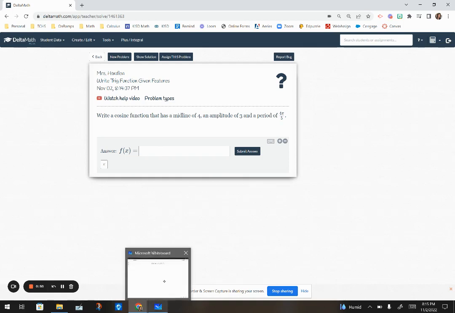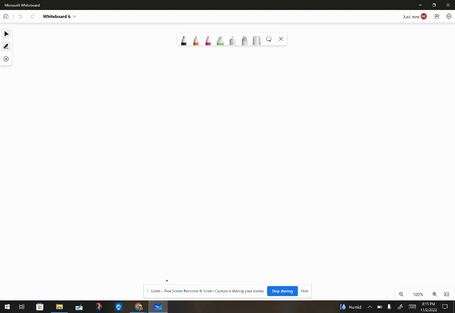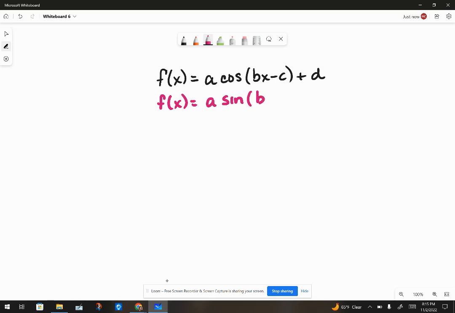So one thing I need you to recall is the equations that I gave you are going to be a format of y equals, or f of x equals. Let me start off with f of x because I think this first section uses f of x. f of x equals a times the cosine of bx minus c plus d, or if it's sine, notice it's the same format. The only difference is obviously the trig function is going to change.